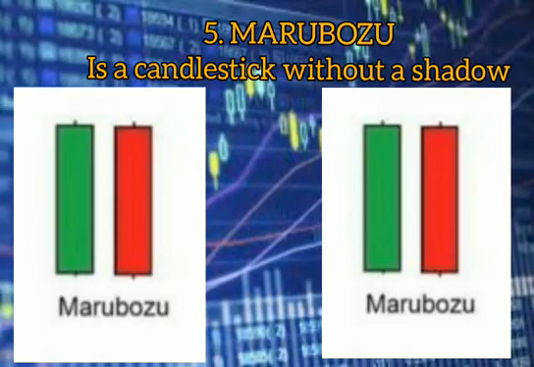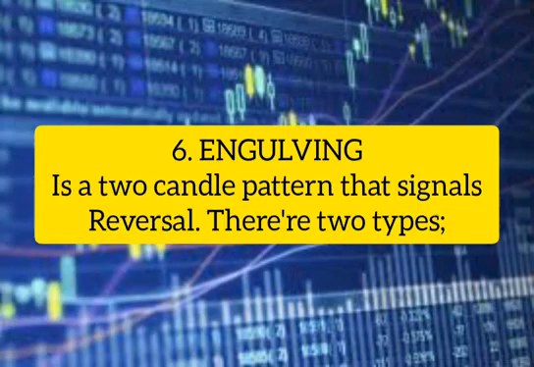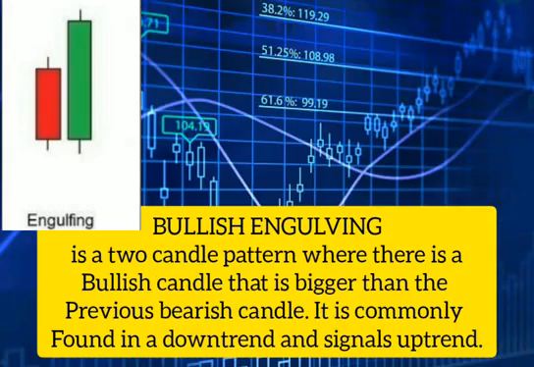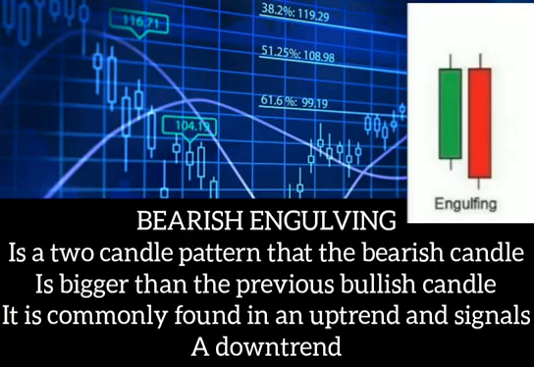5. Marubozu is a candlestick without a shadow. 6. Engulfing is a two-candle pattern that signals reversal. There are two types. Bullish engulfing is a two-candle pattern where there is a bullish candle that is bigger than the previous bearish candle. It is commonly found in a downtrend and signals uptrend. Bearish engulfing is a two-candle pattern where there is a bearish candle that is bigger than the previous bullish candle. It is commonly found in an uptrend and signals a downtrend.